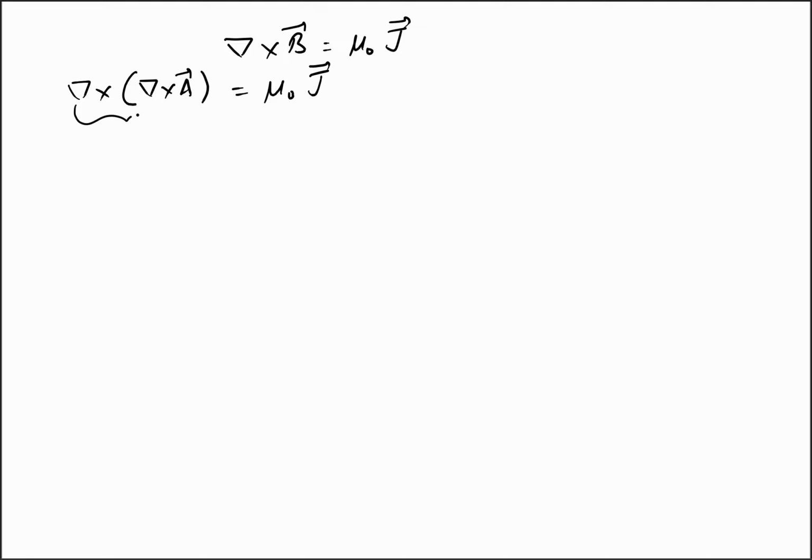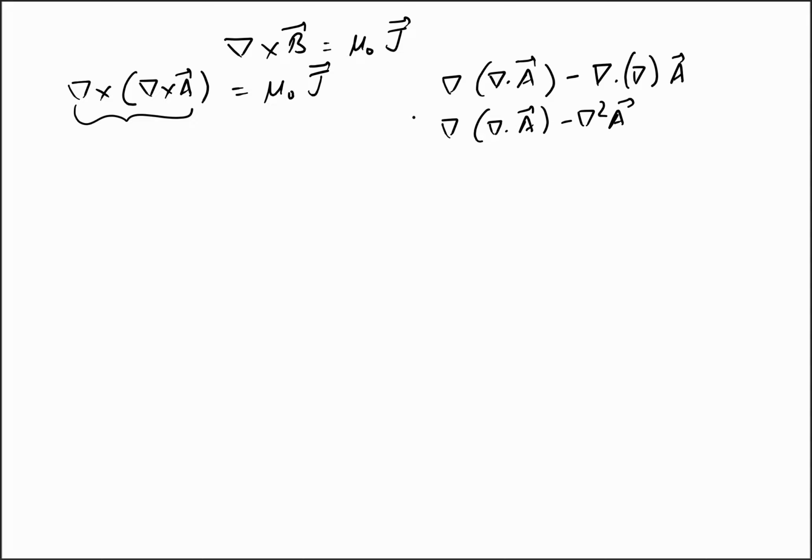Now I can expand it using the BAC-CAB rule. So this curl of curl of A can be written as gradient of divergence of A minus divergence of gradient of A, or del dot A minus del square A. This identity we have seen a lot of times earlier also, so it should be in the mind of everybody if you are following my lectures.